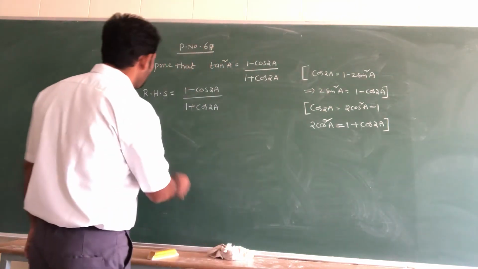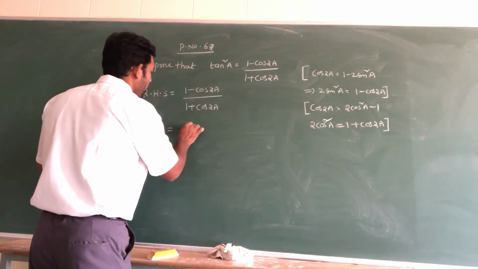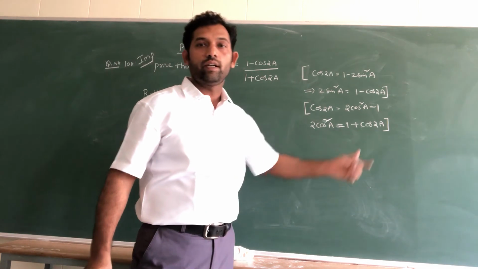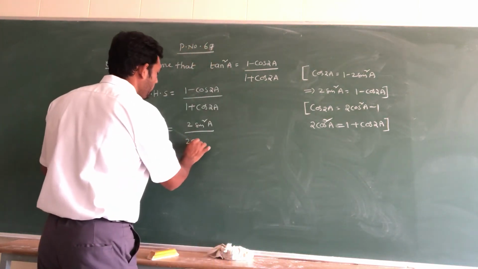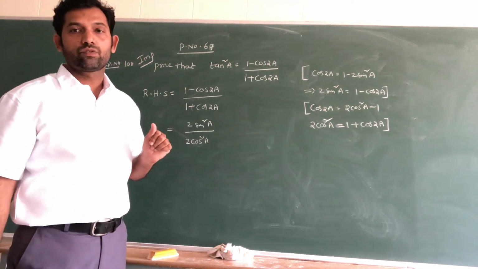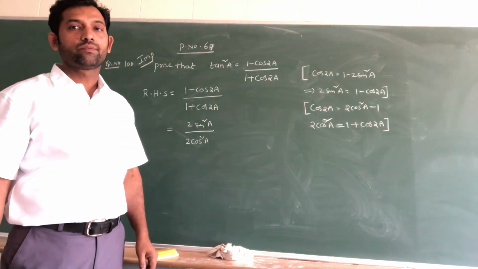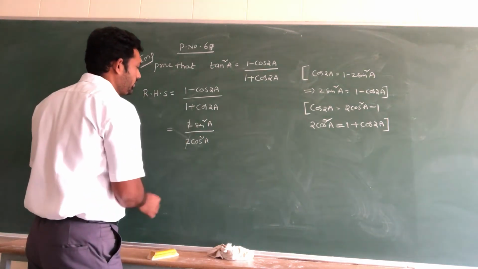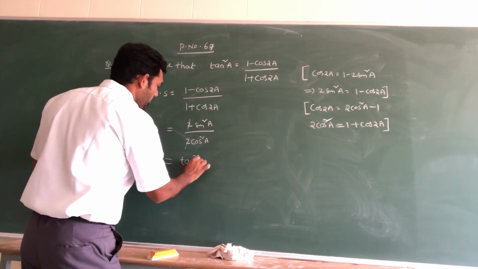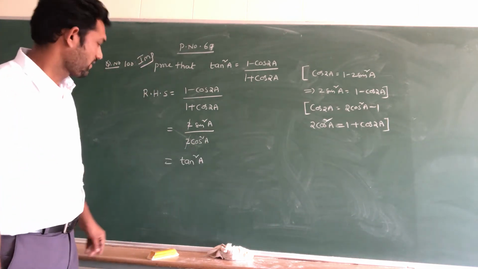Now you substitute. 1 minus cos 2A is 2 sin square A, divided by 1 plus cos 2A, which is 2 cos square A. This is a very important formula. You have to remember: 1 plus cos 2A is 2 cos square A, and 1 minus cos 2A is 2 sin square A. On simplification, 2 gets cancelled. Remaining sin by cos means tan, so tan square A. That is our solution. Note down fast.